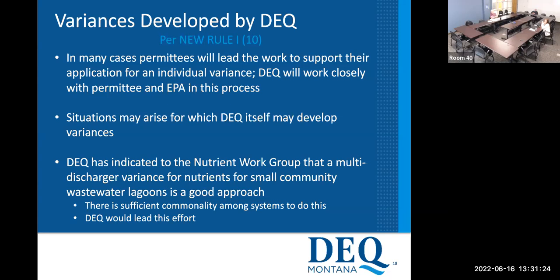But we believe for some pollutants, there are situations which may arise where DEQ itself may develop a variance or variances. For example, DEQ has indicated to one of our other advisory groups, the nutrient work group, that a multi-discharger variance for nutrients for small community wastewater lagoons is probably a good approach. There's a fairly high degree of commonality among wastewater lagoon systems in small communities. It's something that DEQ would have more resources to lead the effort on and put in place. And we have experience with it from earlier work we've done here in the department.